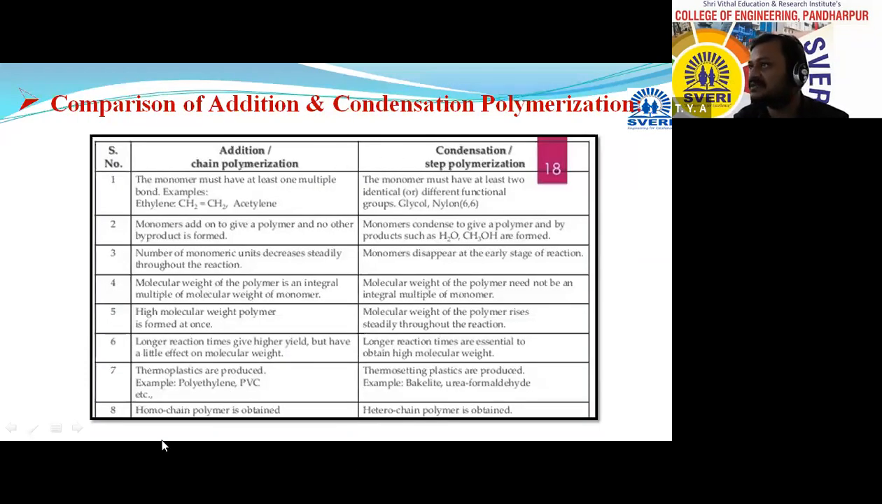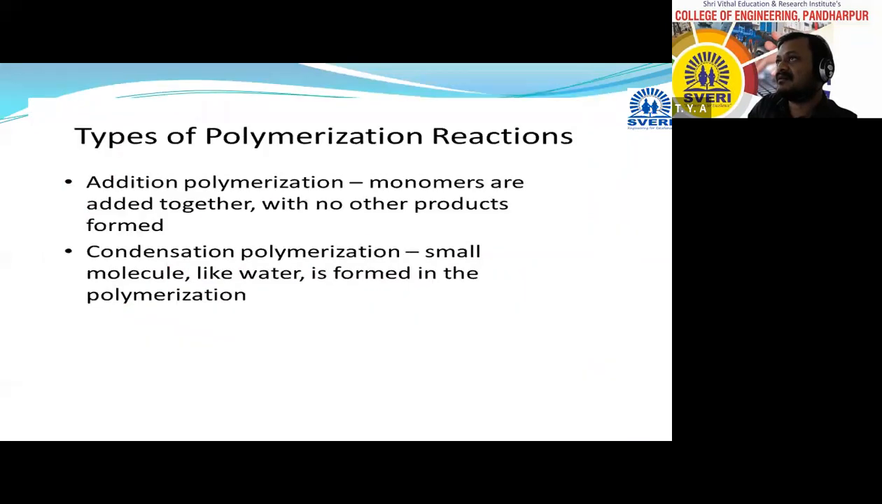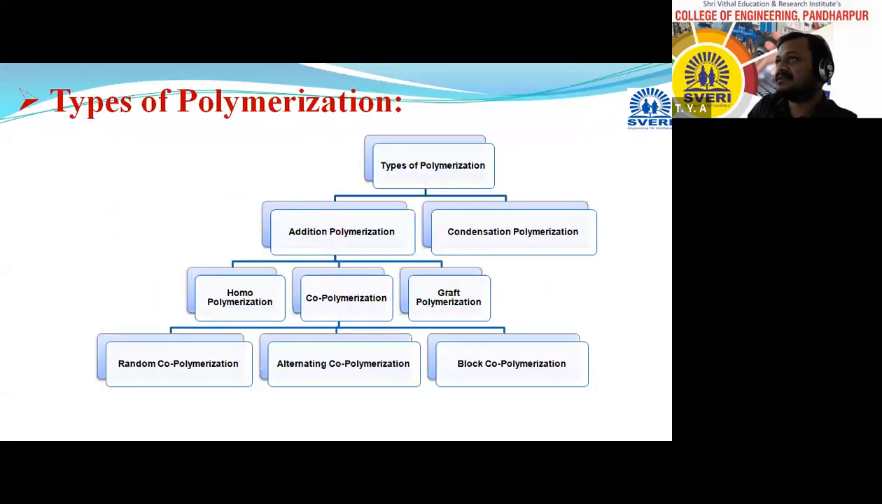Addition and condensation polymerization. Now I will come to the next classification, that is copolymerization. Okay, copolymerization, then homo and graft polymerization. Now this addition polymerization is classified into three different types: homo, copolymerization, and graft polymerization.